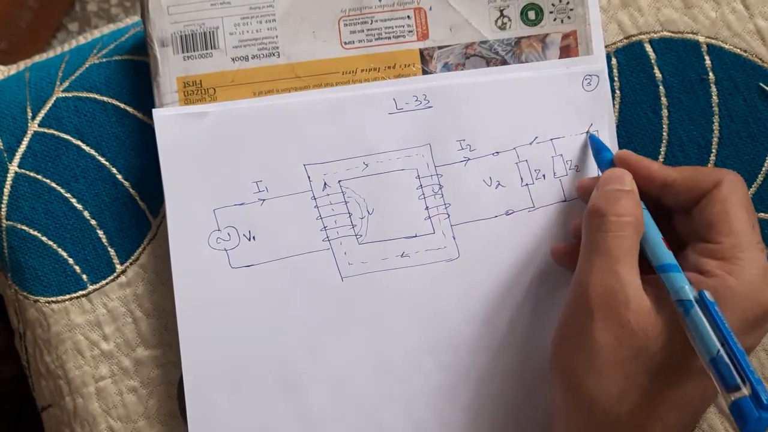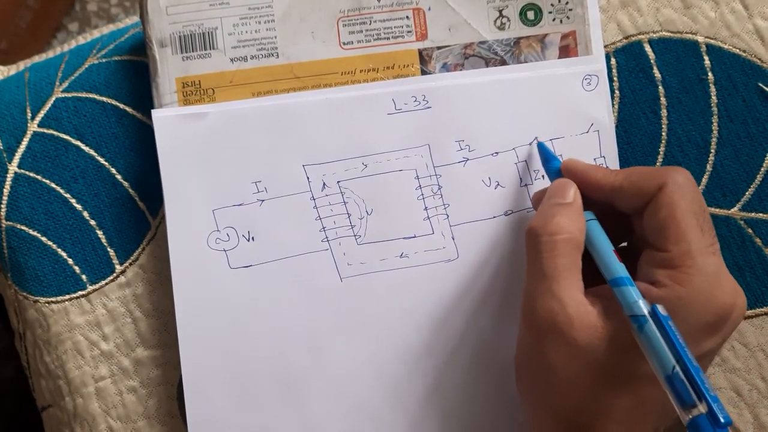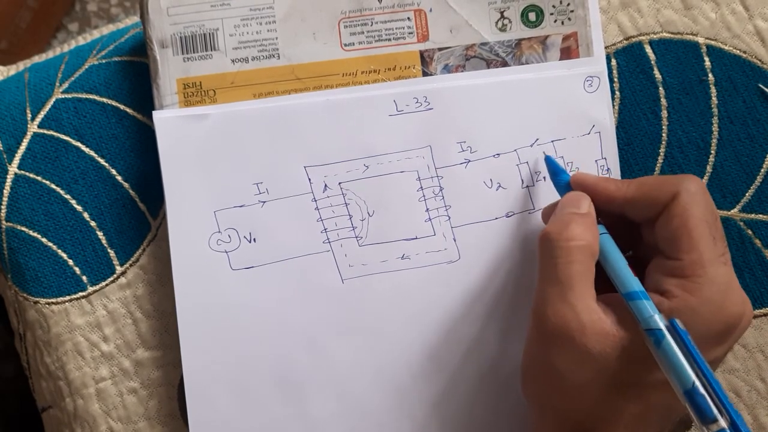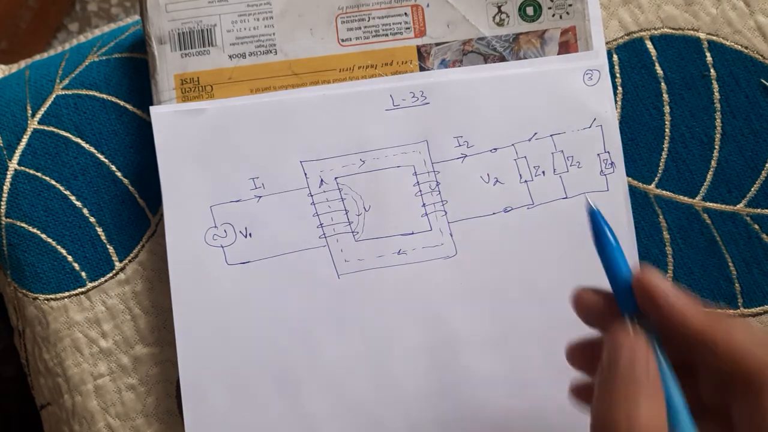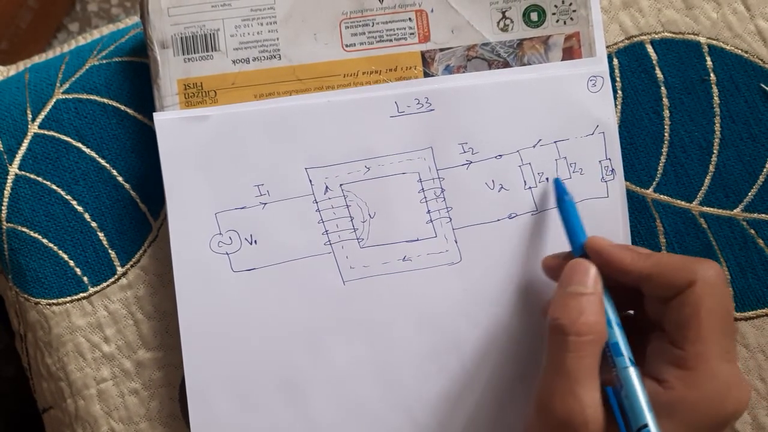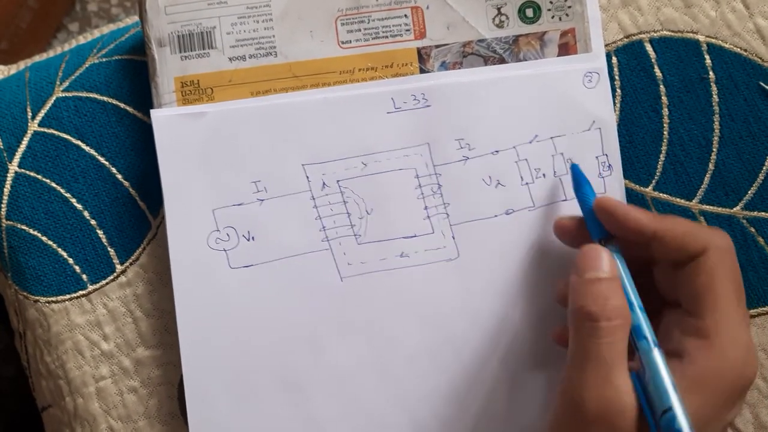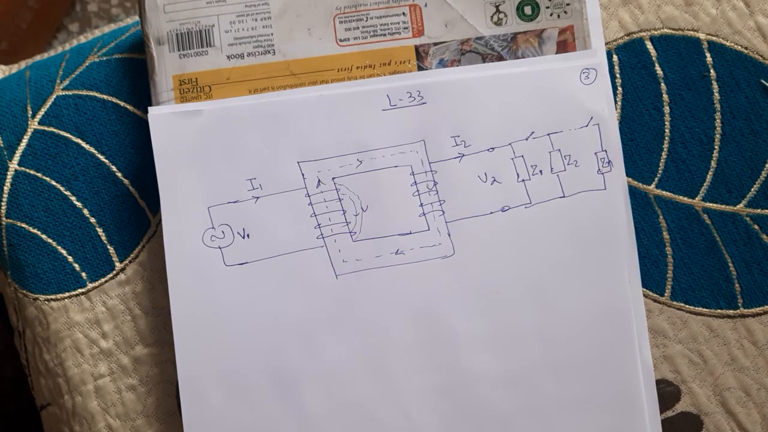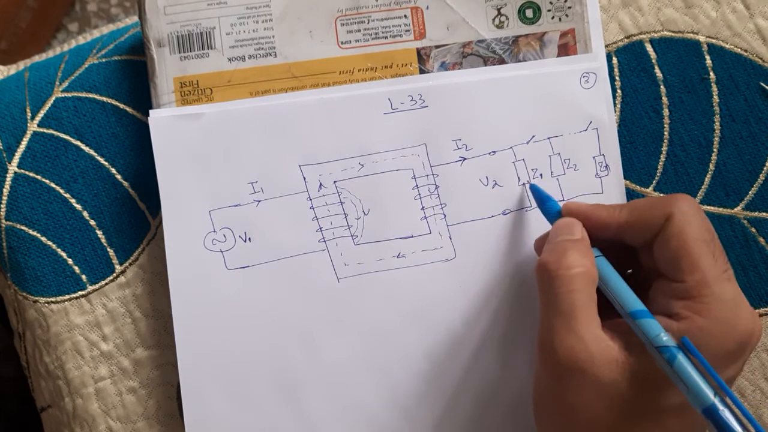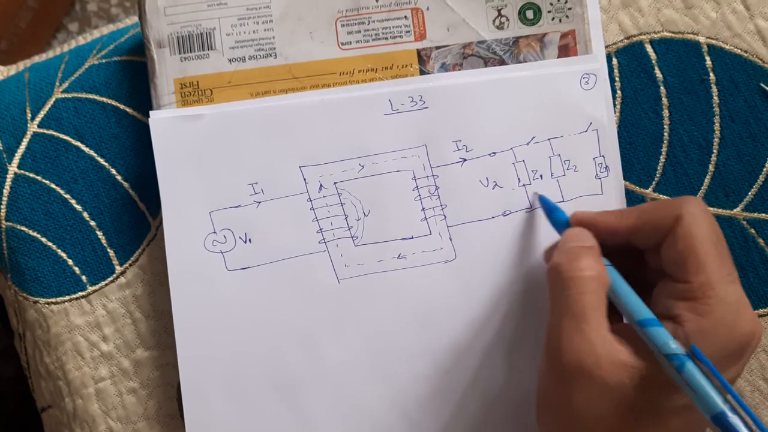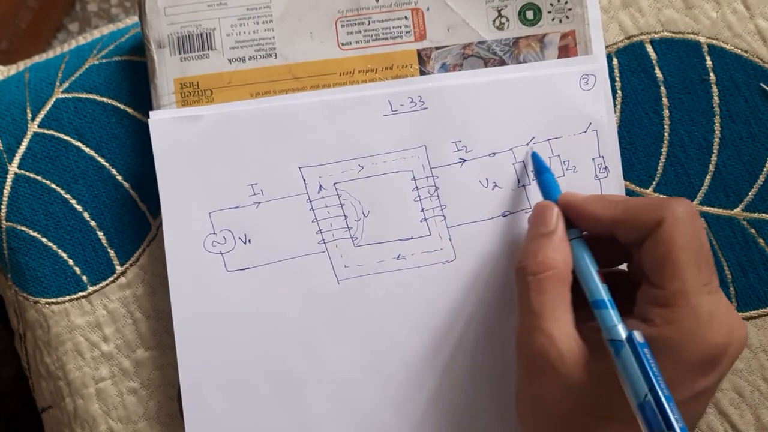I am using switches here, means as I switch these on, I will turn the switch on, more and more load will be connected to the circuit, and moreover loads are connected in parallel. Here you can see that these loads are connected in parallel, means if I increase the load, what will happen? More current will flow, because the impedances are connected in parallel. So impedance will decrease, so more current will flow.